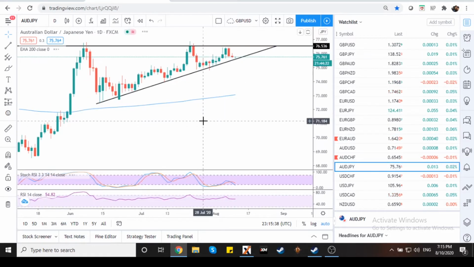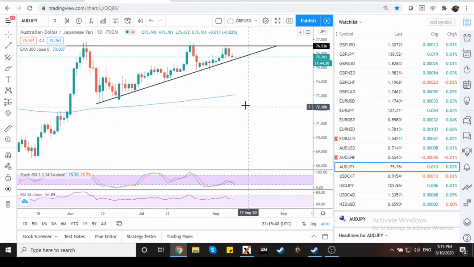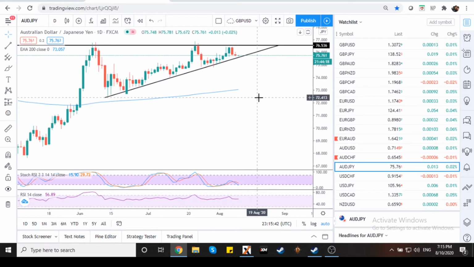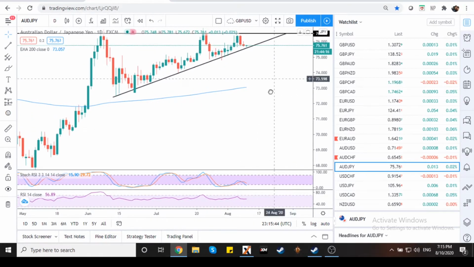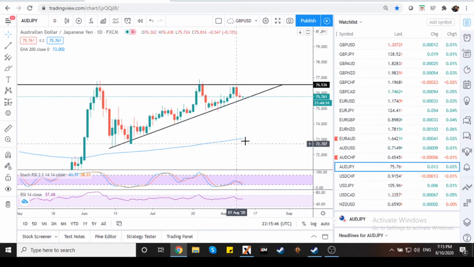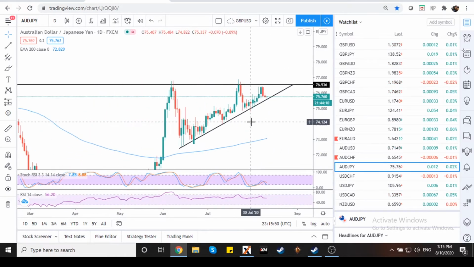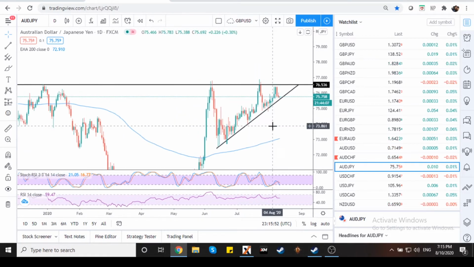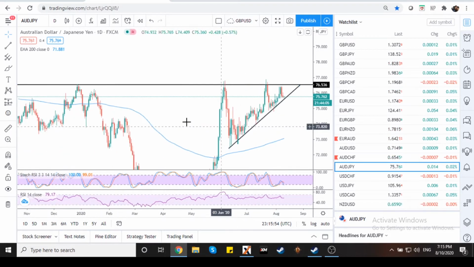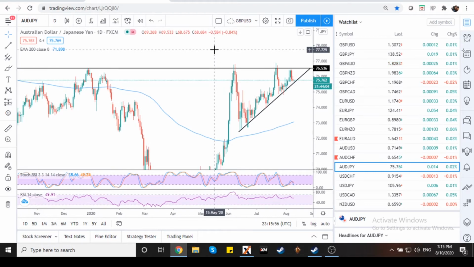Tingnan natin yung AUD JPY, minark ko na rin siya. Ito, another waiting game dito, mga kanoypi. Pero we are looking at a possible sell dito sa pair na to.